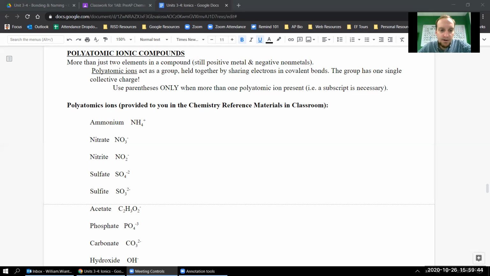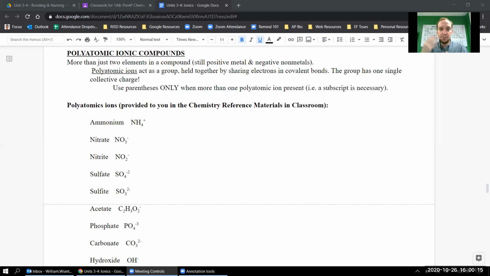Now, what we have here at the bottom is a list of some of the more common polyatomic ions. Sometimes a teacher would make you memorize these. We're not going to do that, but you do need to be very familiar with them and how to use them. So the first one you're going to see is called ammonium. What I want to point out with this one is it has a positive charge. This is the only polyatomic that has a positive charge. So because it has a positive charge, it will be the first thing within an ionic compound.